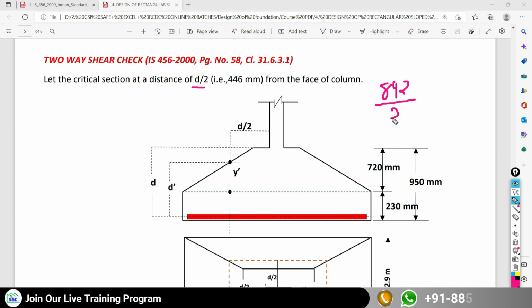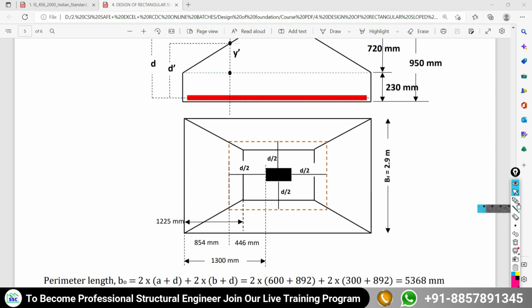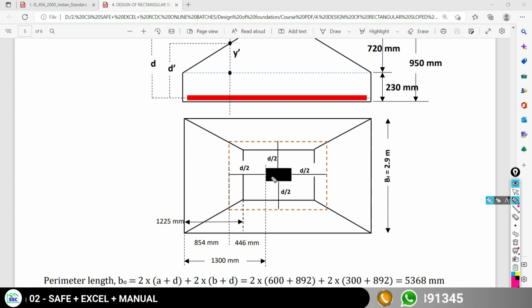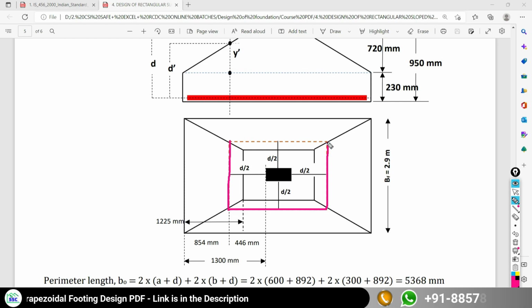If you are going to take the half of this, you will get the value as 446 mm from the face of your column. So we are going to consider the two-way shear section all around the face of your column at a distance of d by 2 from the face of your column. Here I just want to calculate this perimeter length from all its sides.